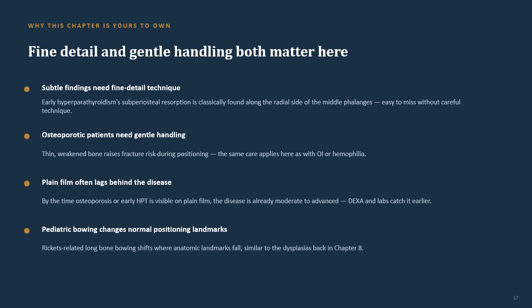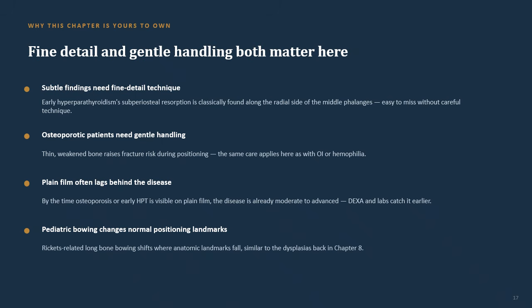Now we're getting towards the end of the chapter, and this particular slide is covering what we consider the fine details in our image, and also handling some of these patients gently. So when we talk about fine details, on a film, some of the early signs of hyperparathyroidism are seen in the middle fingers of the patient, specifically on the radial side. And if we're not careful with our techniques, or we're not shooting the patient with a good technique, some of those details might be missed.